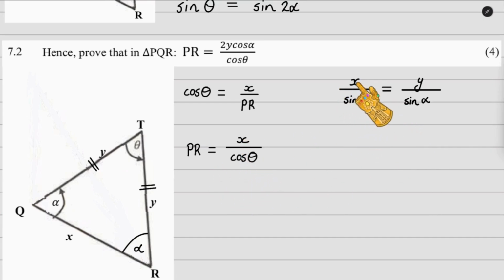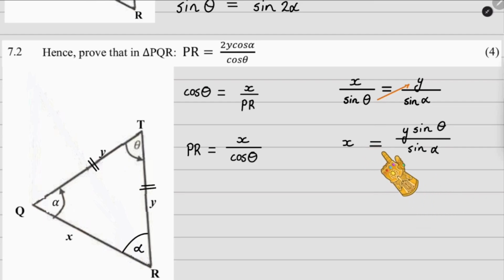Alright, so the mission is to get x on its own here so that I can put it in there and hopefully get this. So I'm going to move the sine A to the top on this side. I'm going to basically cross multiply, but only with one of them. And I did make a small mistake there. This should be theta because x is across from theta. Sorry about that. Takes that sine theta up, and then we've got y sine theta over sine alpha.